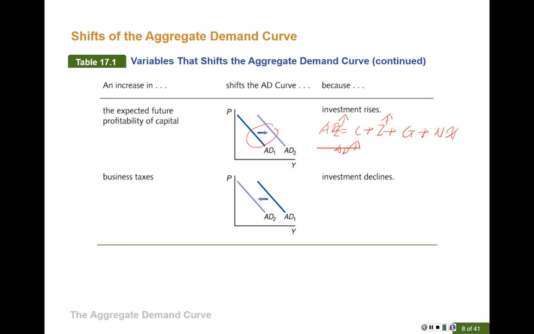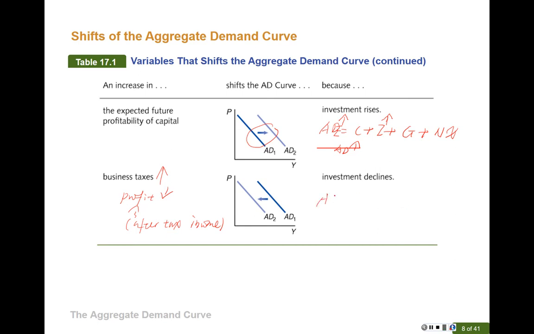And let's move on to the last case. There's an increase in the business tax. So which means the government collects more taxes from the business. If the business has to pay more taxes to the government, the profit will go down because profit is after-tax income. You can imagine if the firms pay more taxes, their after-tax income will go down.